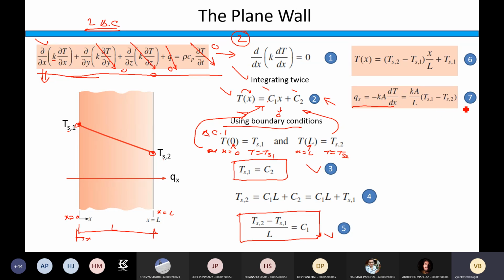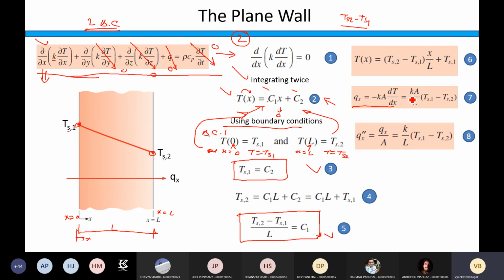So note down equation 7 now. Qx is equal to, now this minus sign is replaced because I am writing Ts1 minus Ts2 and not Ts2 minus Ts1. That's why that minus sign is replaced here. Actually we write the temperature gradient as final minus initial, but here I am changing the sign itself. That's why the minus sign is taken here.